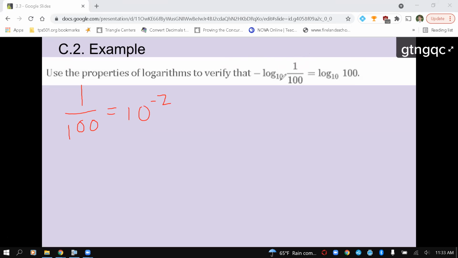Okay, everyone okay with that conversion? 10 to the second is 100. Negative powers make your value go in the denominator of a fraction. All right, so then this becomes negative log base 10 of 1 over 100 is equal to negative log base 10 of 10 to the negative second. And then we're going to do the power rule.